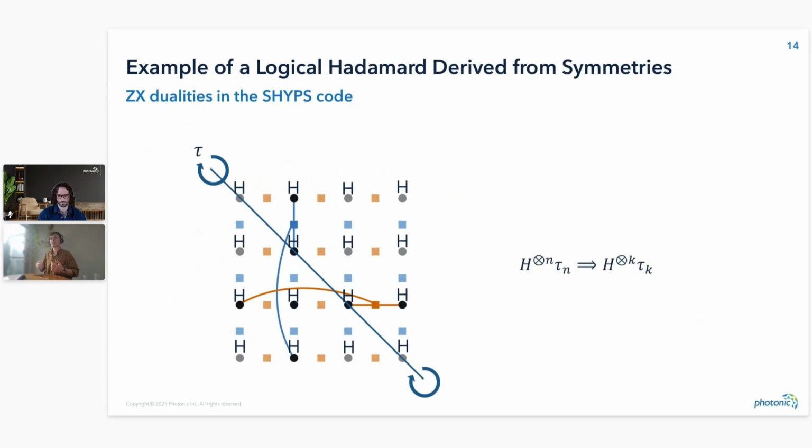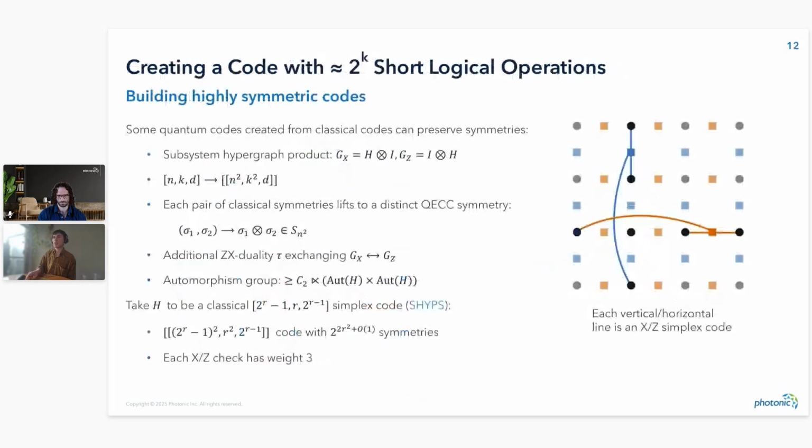What about Hadamards? Well, if you're familiar with the work of Breuckmann and Burton, you might recognize this construction. This is a Hadamard type fold transversal gate. This utilizes, in fact, I think I missed something here. So this utilizes an additional symmetry of the code, which I forgot to mention. Let me go back here. We have, in addition to sigma 1 and sigma 2, a ZX duality. So this is a symmetry that exchanges the X and Z type checks.